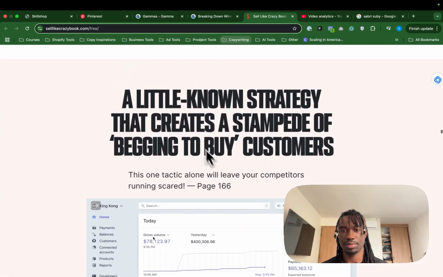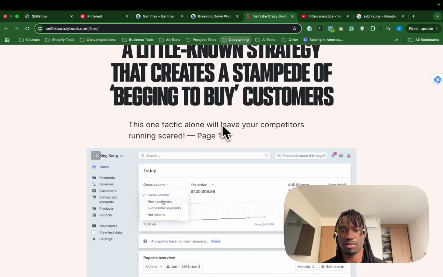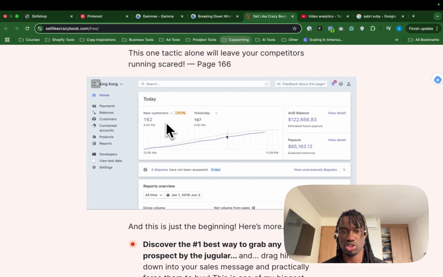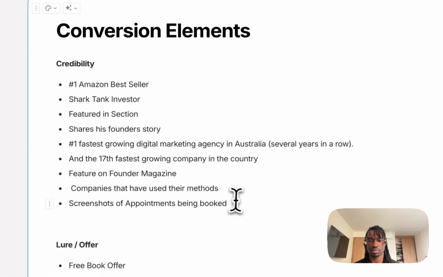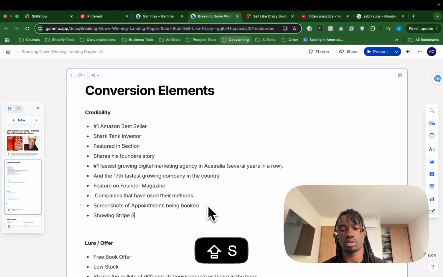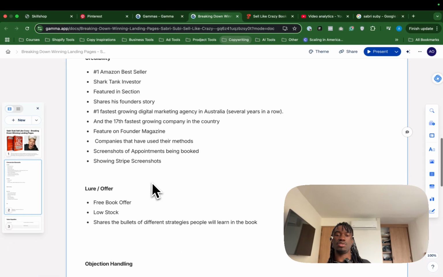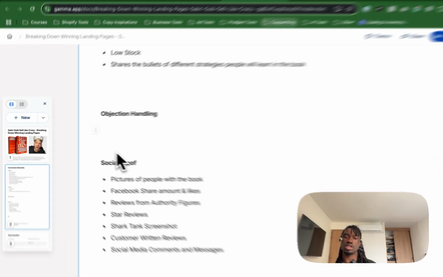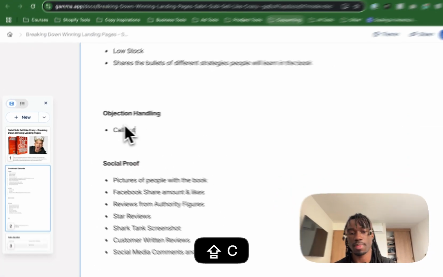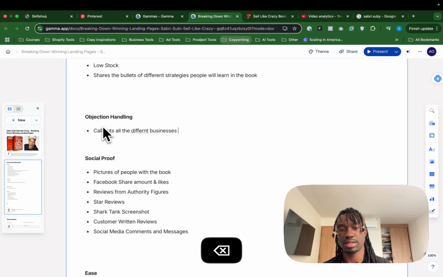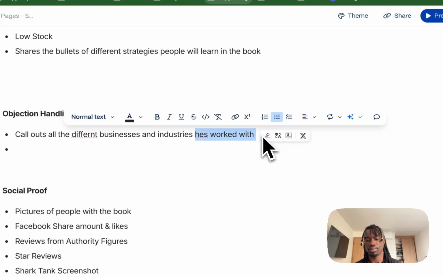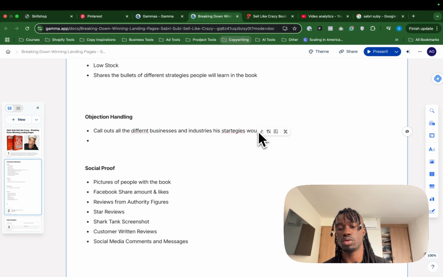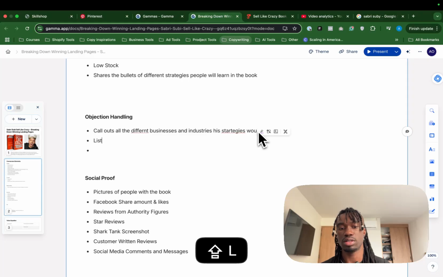You can see here, right? Then a strategy that beats a stampede of ready to buy buyers. And then you can see he's showing his Stripe screenshots as well, right? So you can see how many things he is doing to give you credibility. How many things is he giving you in terms of objection handling, right? He calls out the different businesses and industries he's worked with, and the different clients that he's helped.